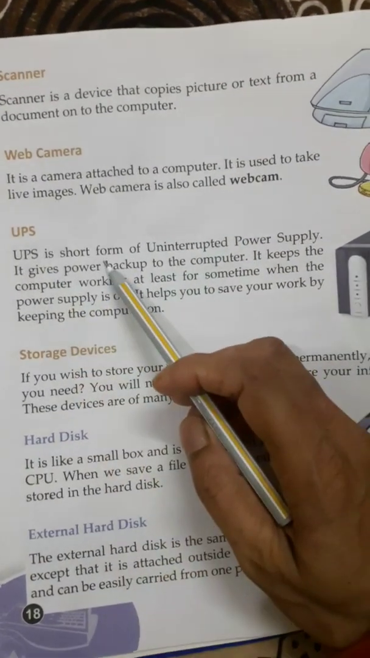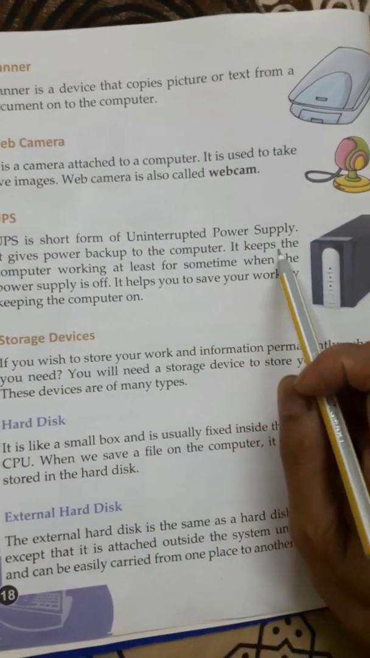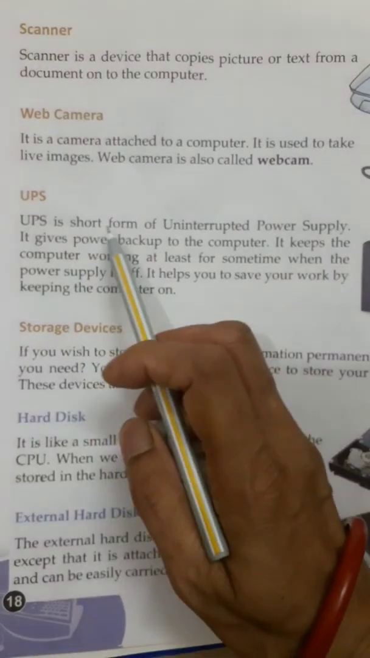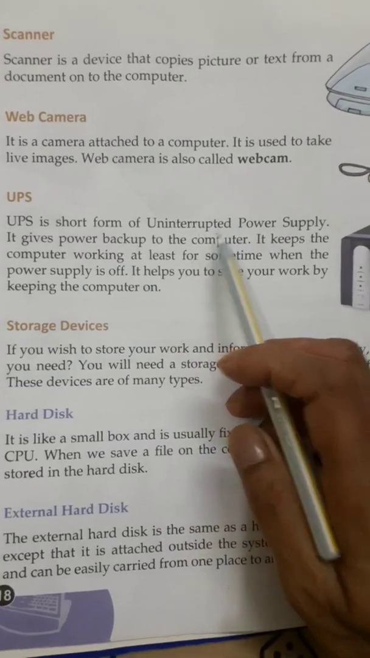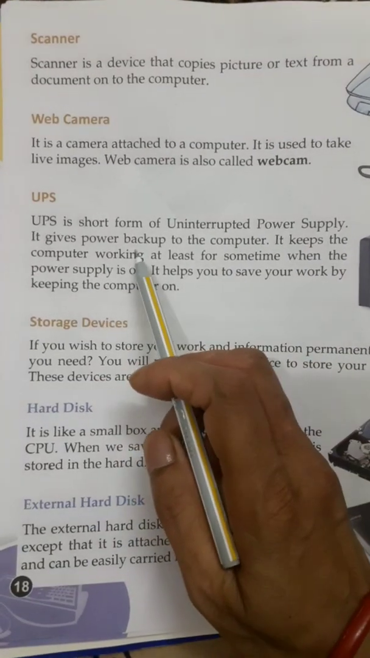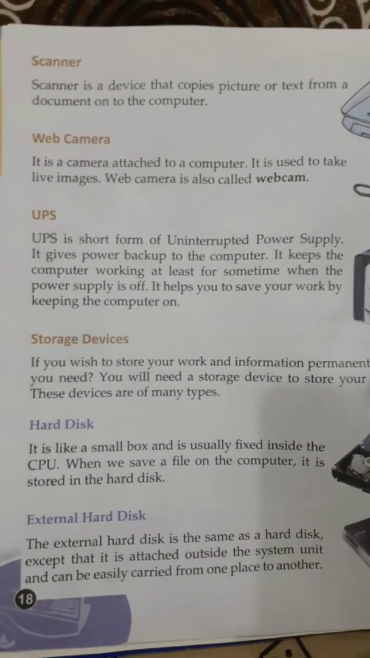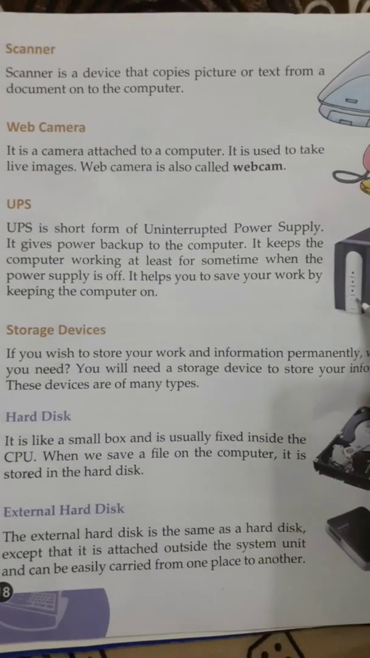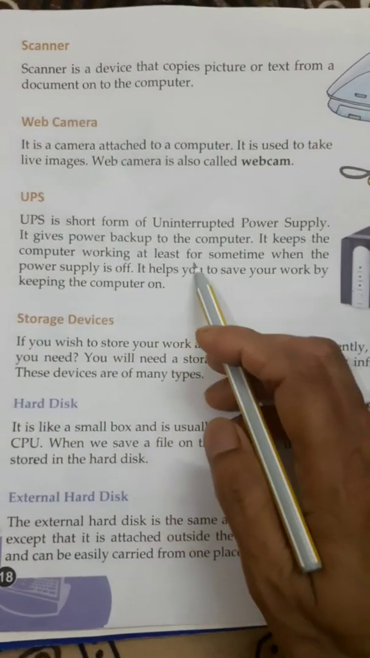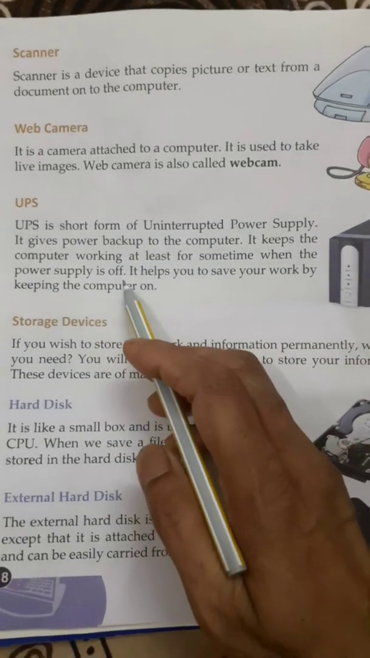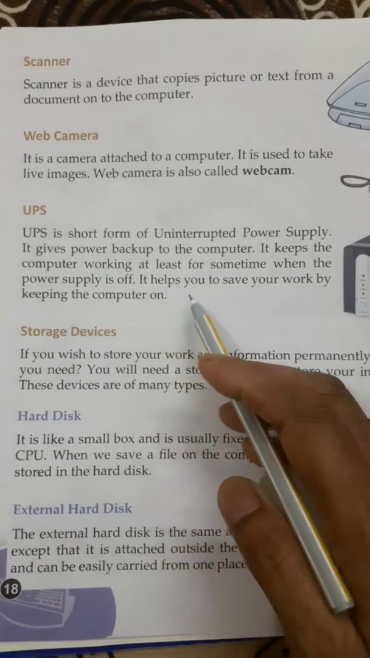UPS. UPS is a short form of uninterrupted power supply. Student, I repeat my words. UPS is short form of uninterrupted power supply. It gives power backup to the computer. Students, if light is gone, it works for 2 or 3 hours, okay, without light, without electricity. It keeps the computer working at least for some time when the power supply is off. It helps you to save your work by keeping the computer on.